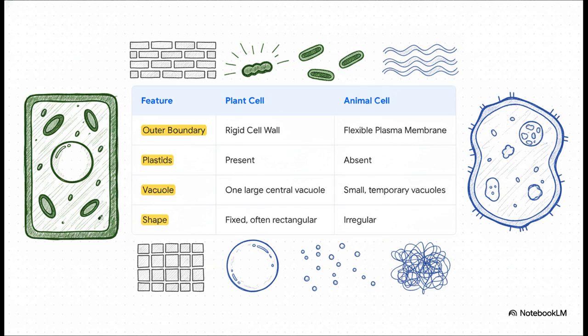Plant cells have plastids, like chloroplasts, to make their own food. Animal cells absolutely do not. And like we just said, plant cells have that one gigantic central vacuole, while animal cells just have little ones. All of this leads to their shapes. Plants are more fixed and boxy, while animal cells are more flexible and irregular.